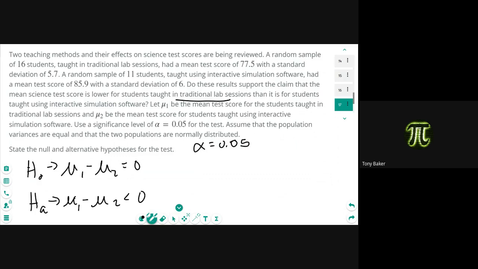Assume they actually, nicely, tell you to assume the variances are equal. So we're going to use the equal one. And we don't have the population variance, so we need to use the formulas for when we don't know the population variance, but when it's equal.